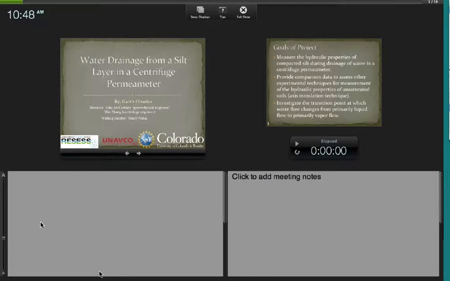All right. As Aisha said, I'm Garth Ornelas. I worked with John McCartney and Min Zhang at UC Boulder, and we study the water drainage from a silt layer in a centrifuge permeameter. A permeameter is just a device that measures permeability, so remember that for later.